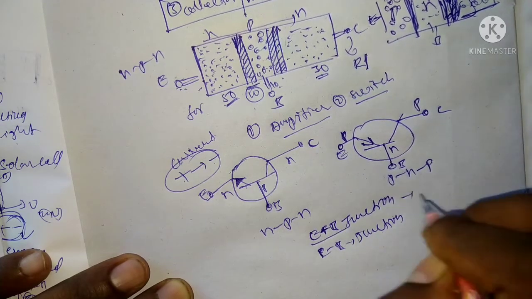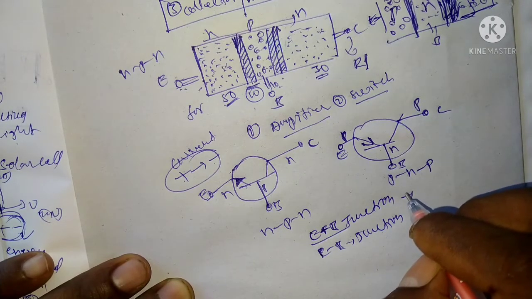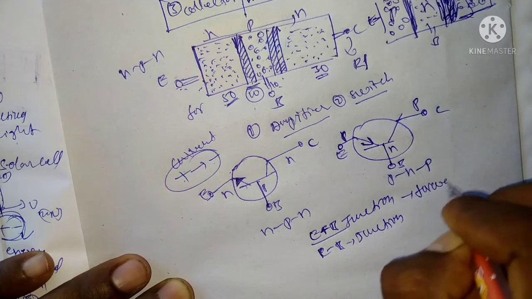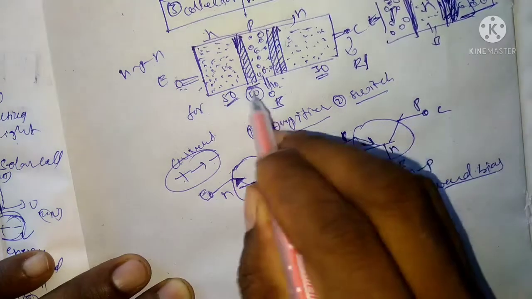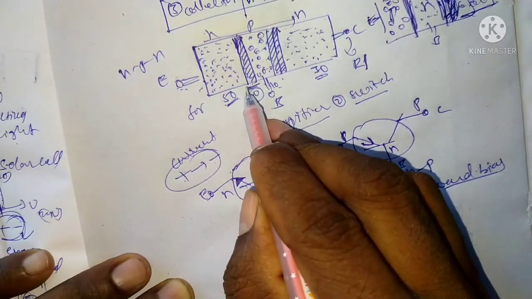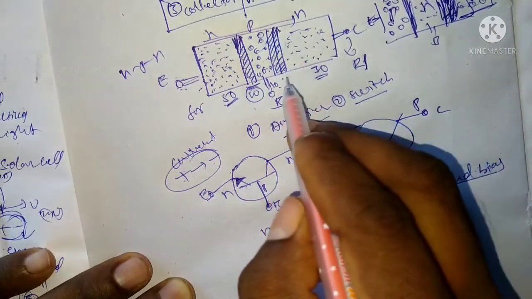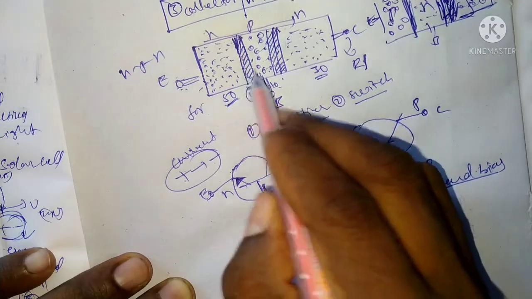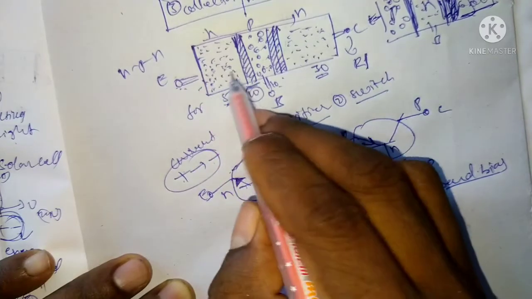The emitter base junction is a forward bias, because the width of the depletion layer is very small compared to the width of the reverse bias. That is, it is working on forward bias. That is the emitter base junction.